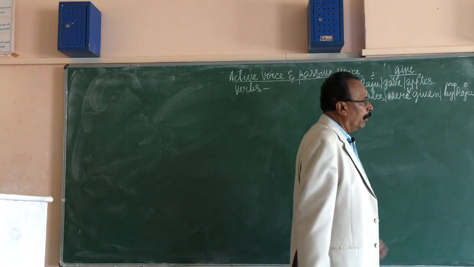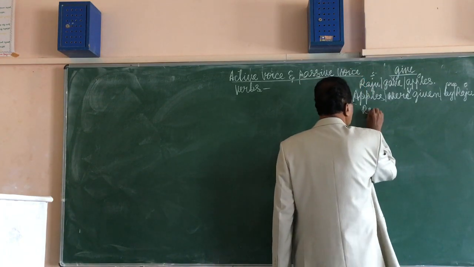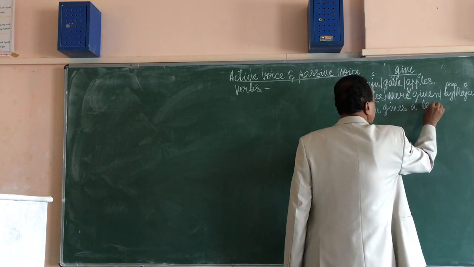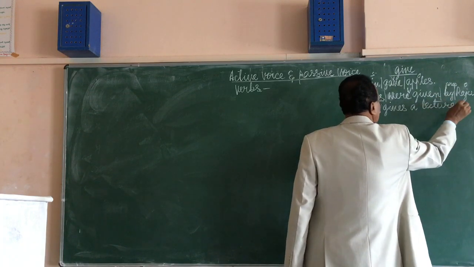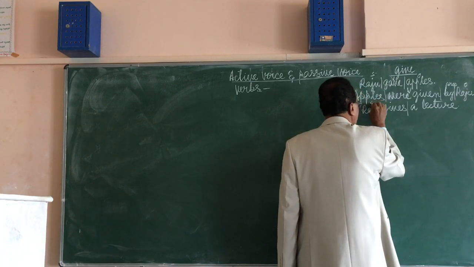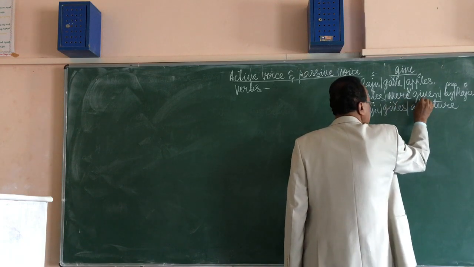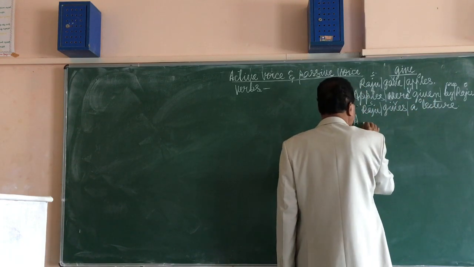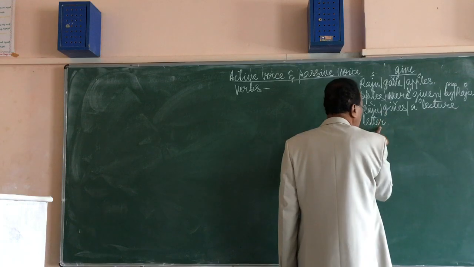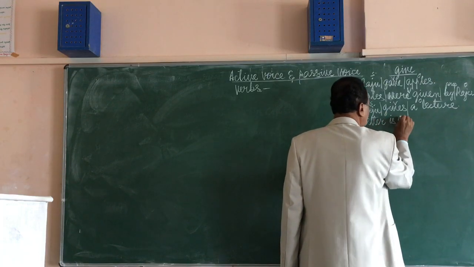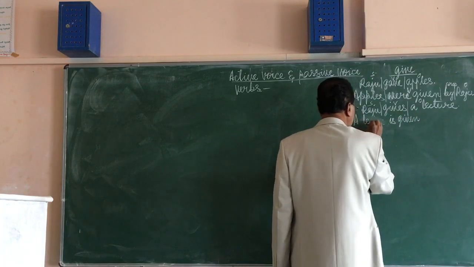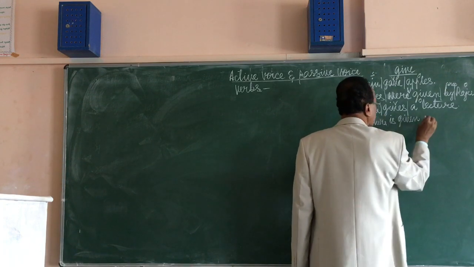So, Raju gives a lecture. Raju gives a lecture. Here, it is in present tense. Same. Raju is the subject, gives is the verb, a lecture is the object. Look at this one, this is present tense. So, lecture is singular. So it becomes a lecture is given. A lecture is given by Raju.